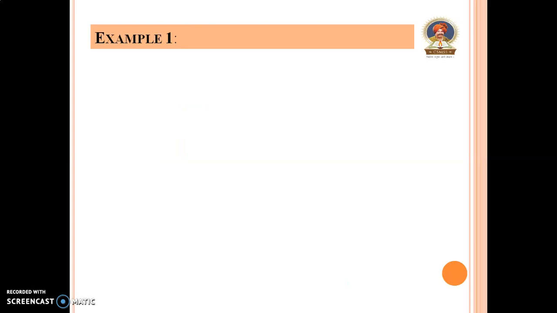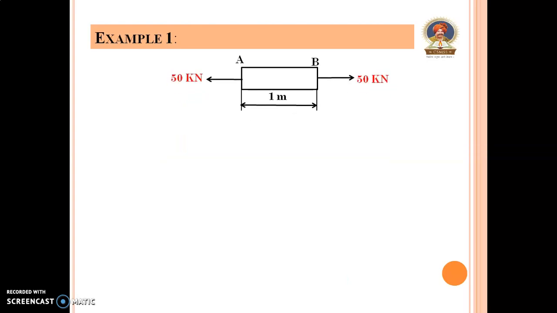Once again, we have drawn here the region AB where P is equal to 50 kilonewton, that is 50 into 10 raised to 3 Newton, length 1 meter, that is 1000 mm. So we know that change in length, that is delta L1 is equal to PL upon AE. Put all the values in that equation.